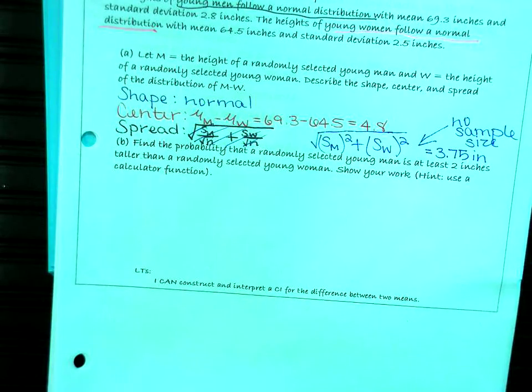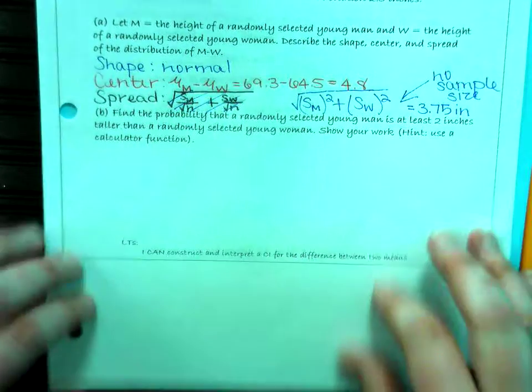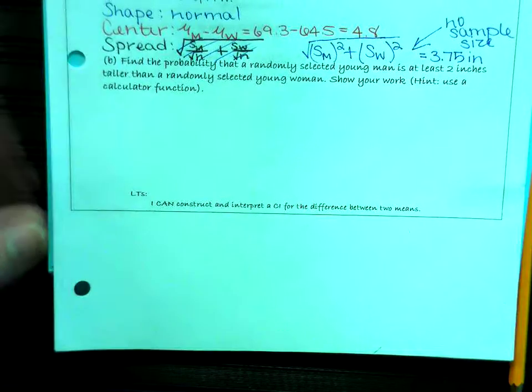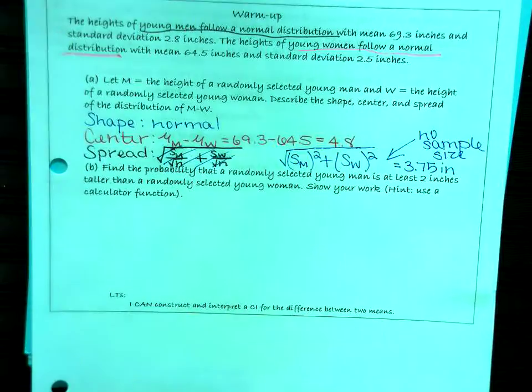So then to find the probability that a randomly selected young man is at least 2 inches taller than a randomly selected young woman. Is the spread usually arranged? It can be arranged. There's 3 types of spread: range, standard deviation, interquartile range, and I feel like I'm forgetting another one.